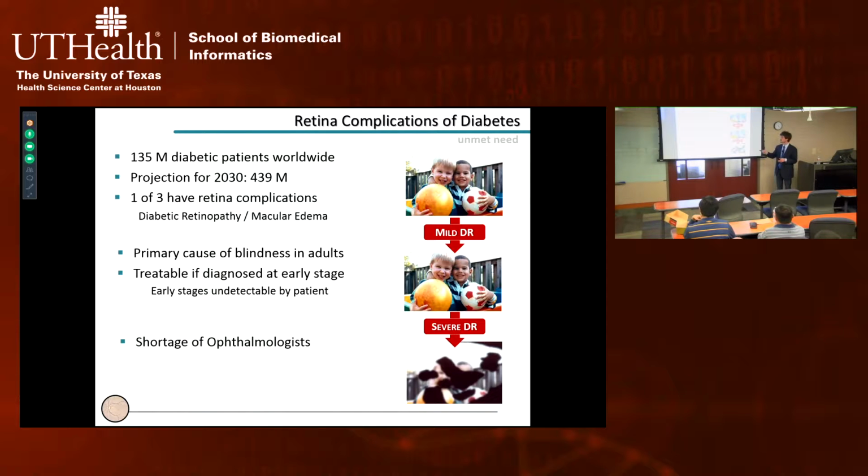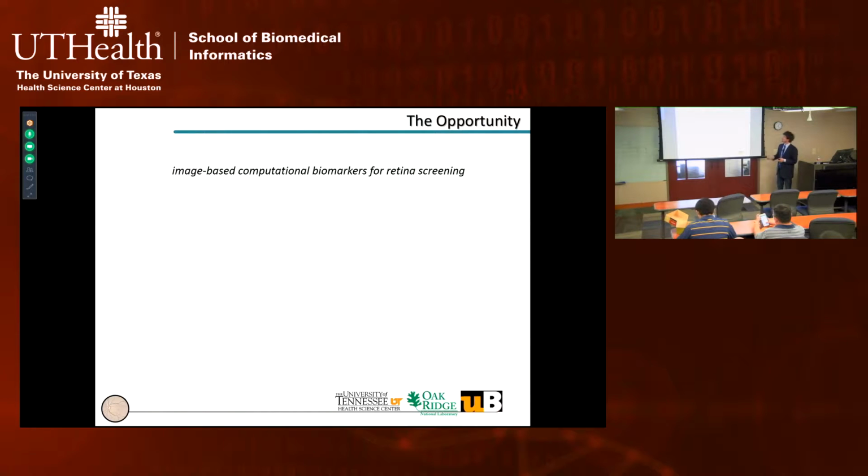The problem is the shortage of ophthalmologists. You have to get an eye exam to see this, which is relatively easy to do, but there are not enough ophthalmologists to check all the people, because if you are a diabetic patient, you have to do a check every 6 months to make sure. This is what's suggested. So what is the opportunity?